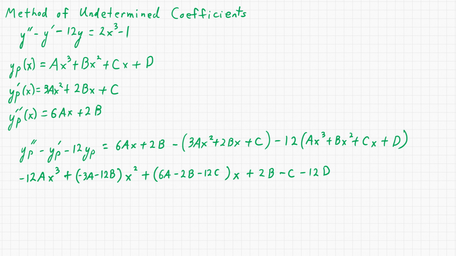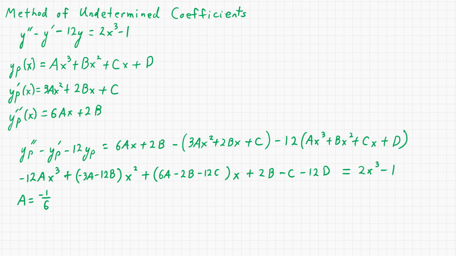And now we have to get that to equal 2x cubed minus 1. It looks kind of nasty, but you can go through step by step here. So I have 2x cubed, and that has to equal negative 12Ax cubed. If you take 2 divided by negative 12, you end up with A equal to negative 1/6.